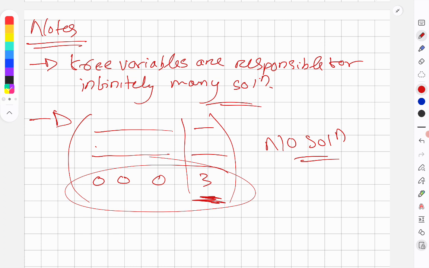I have some conceptual questions. I think you know them. What is a free variable? You know what a free variable is. What is a span? You already know it.